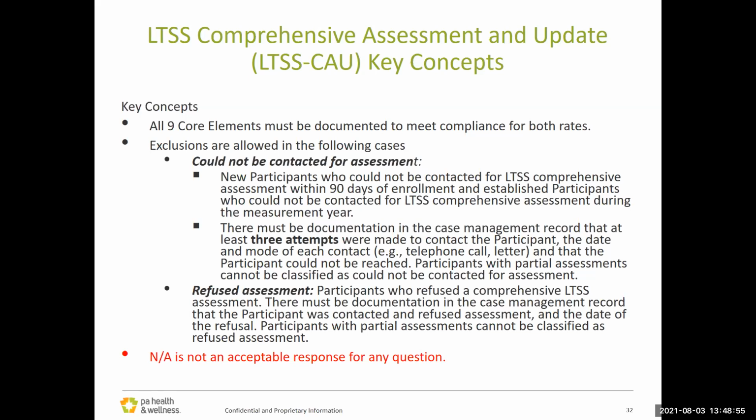Exclusions, we are allowed to exclude measures or exclude participants from our denominator. These come from members that could not be contacted for assessment. And in here, it tells you that in order to be added as an exclusion, you have to document 3 attempts. That 3 attempts were made to the participant, the date and mode of each contact. Very important. So if you want that excluded, you need to make sure that documentation is in place. And then we can also exclude any participants that refuse assessment.